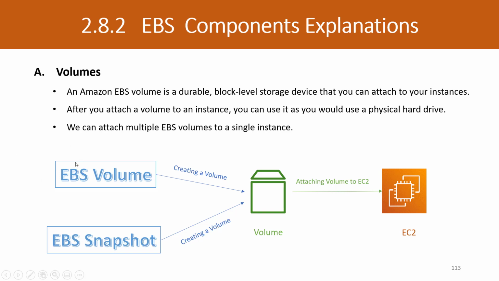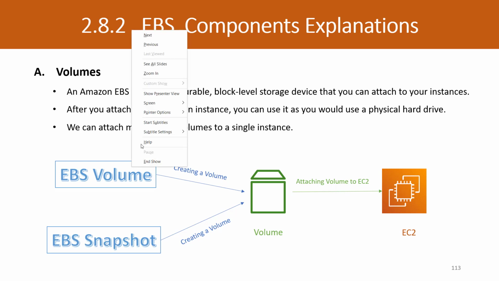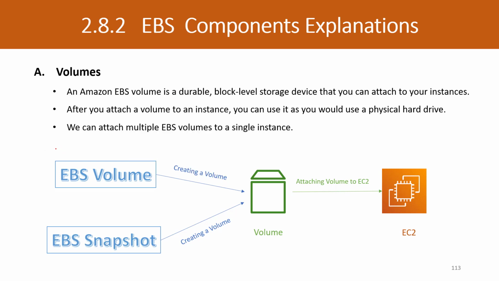So let's see how we can create a volume. You can create a volume by two methods. As you can see in this diagram, EBS provides volume services. You can create a new volume there, and it will directly create the volume. You have to assign the size of the volume, what type, and whether it's encrypted or not, and then you can create it. The other way is to create the volume from a snapshot.